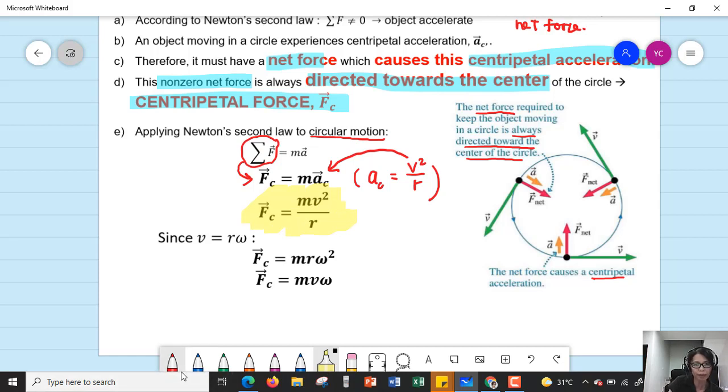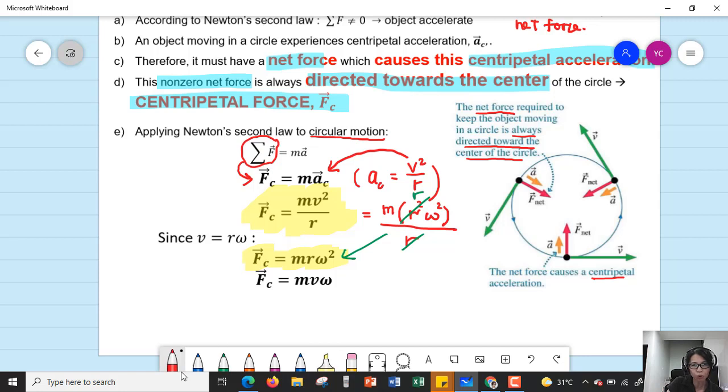Then we know that v is r omega. So putting it in, m times (r omega) squared over r. One of the r is cancelled, so we get m r omega squared. This is another equation we can use to calculate centripetal force in circular motion.